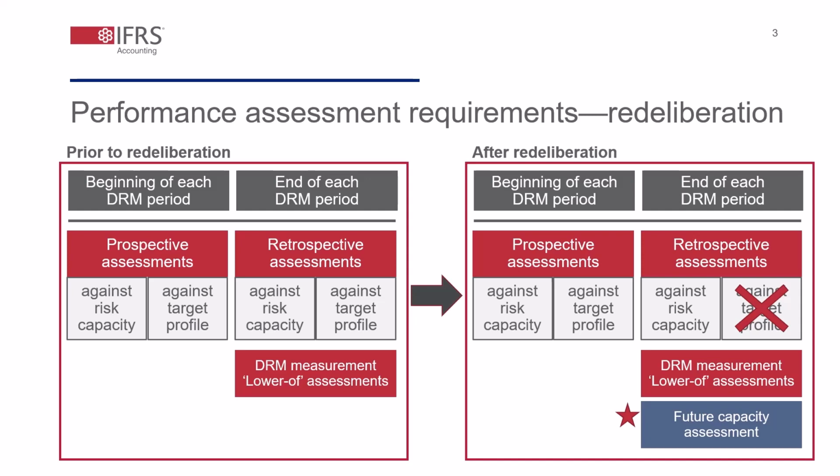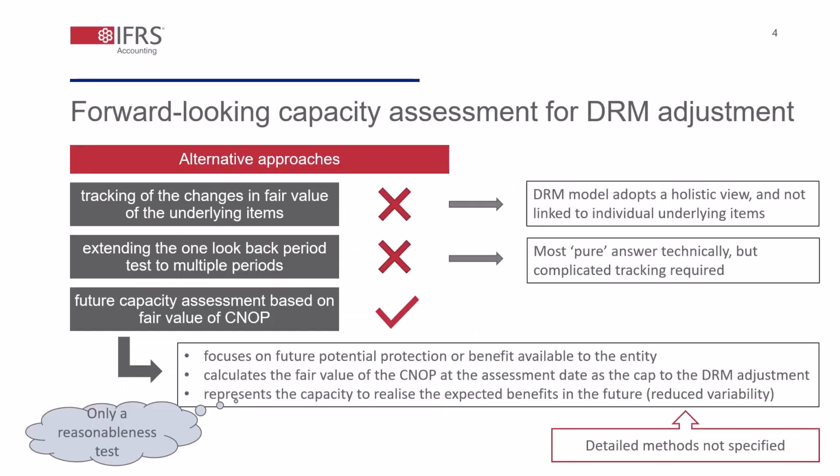We have considered a number of approaches, such as tracking of the change in fair value of the underlying items, or extending the one look-back period test to multiple periods. We did not proceed with those options because looking back to prior periods usually leads to complex tracking requirements. In addition, entities usually consider the risk at the aggregated level rather than focus on individual items, which makes the tracking even more complicated. Instead, consistent with what the DRM adjustment represents, we focused on the future potential protection or benefits the entity would be able to realize.